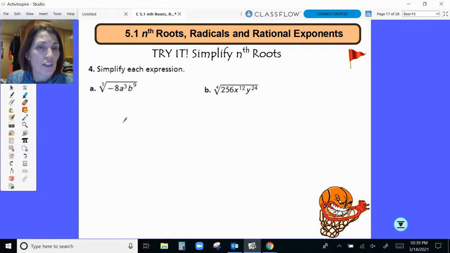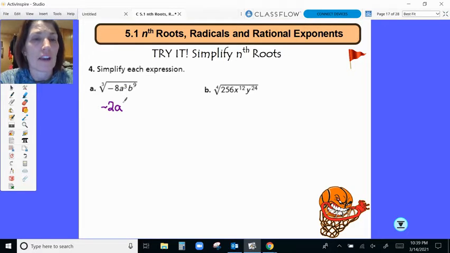So this first one here is a cube root. It's odd, so we don't have to worry about any absolute values. The cube root of -8 is -2. The 3rd power divided by a 3rd index is just a to the 1st power. And then b to the 9th power divided by 3 gives me b cubed. And that is our simplified expression.